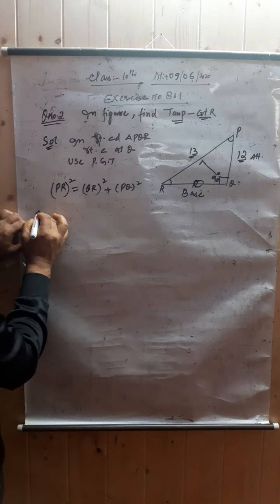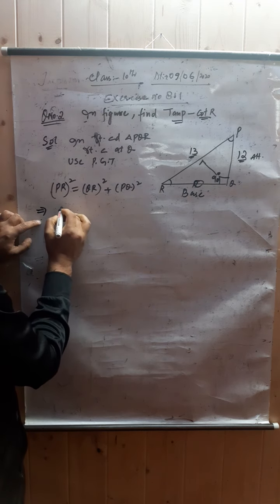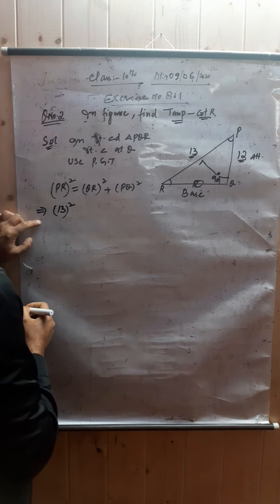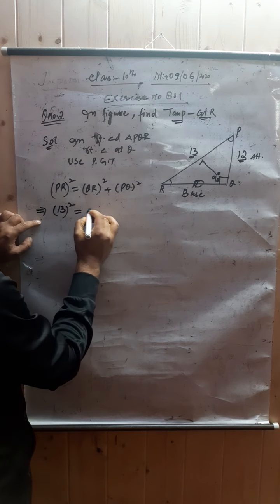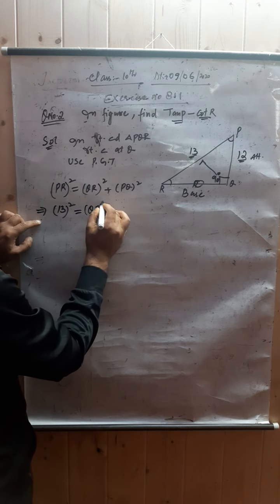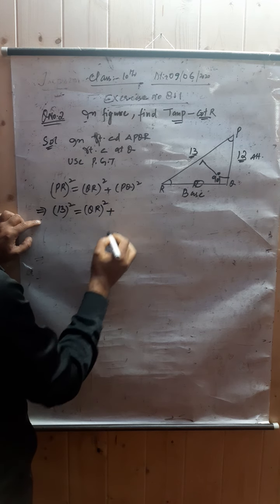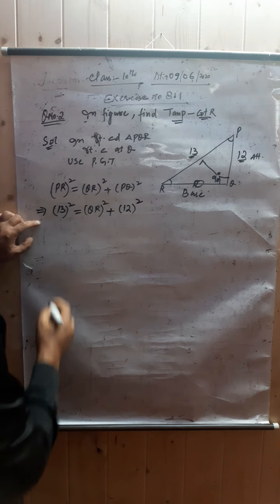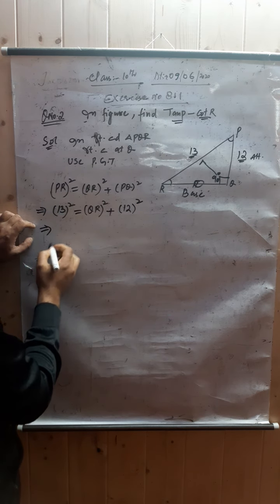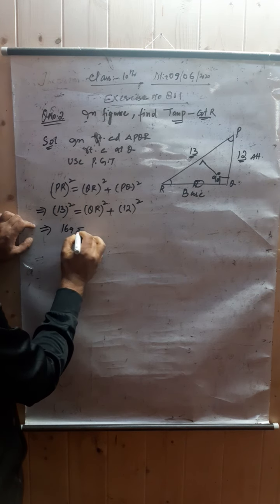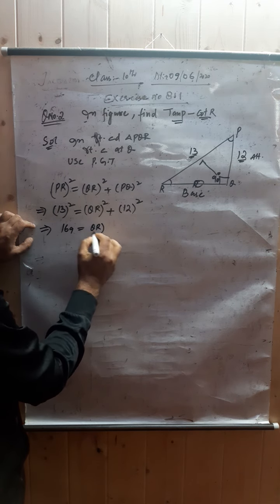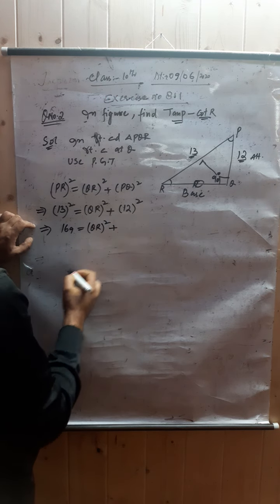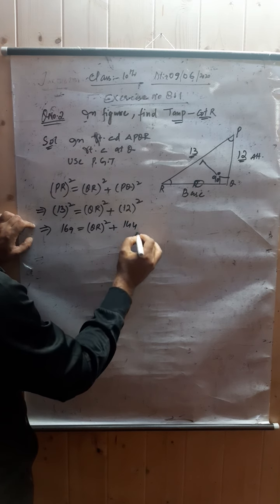So we will use the values of the sides. PR is 13 cm, so we have 13 square is equal to QR square plus, while PQ is 12 centimeters, and we write the square also. Once we solve it, the square of 13 is 169. Then QR square, write down as it is because it doesn't have a value, and this is the side which we have to find. Then 12 square is equal to 144.